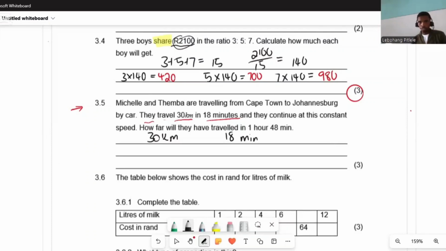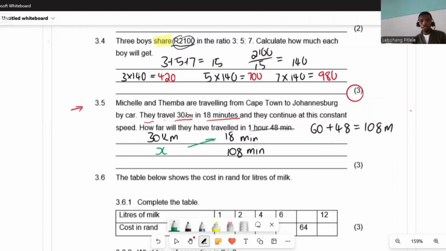So I said we convert this into minutes. So we're going to have 60 minutes plus 48 minutes, which will then give us 108 minutes. Okay? So we have 108 minutes here. We should write minutes under minutes. And then they're saying how far, meaning they're looking for the distance. Which distance we'll write that side.